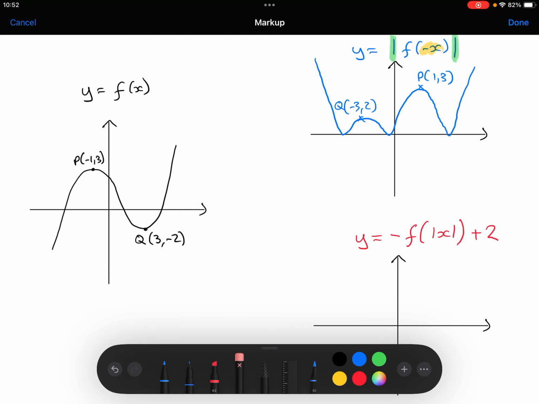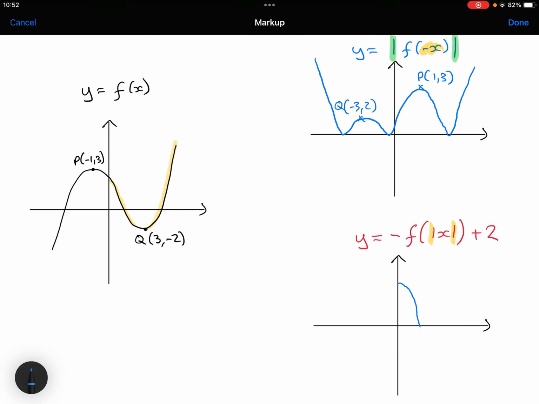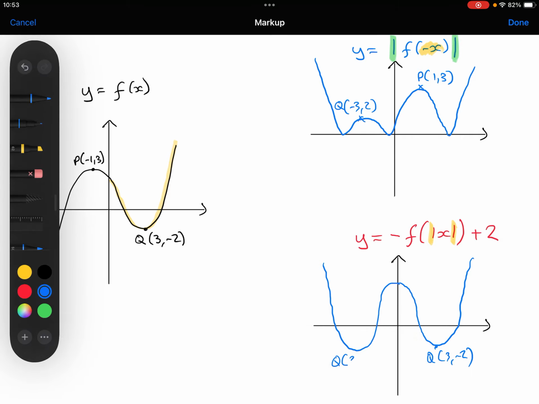And then finally, we've got 3 transformations going on in this last question here. We're going to deal with the modulus on the inside first. So that's going to keep this part of the graph exactly the same. So let me draw that in first. Point Q stays at (3, -2). We're then going to reflect that in the y-axis for the negative part of x. So point Q has got a reflection at (-3, -2).